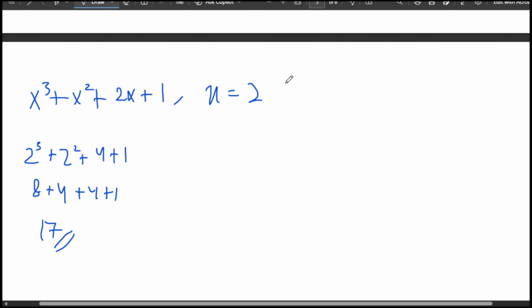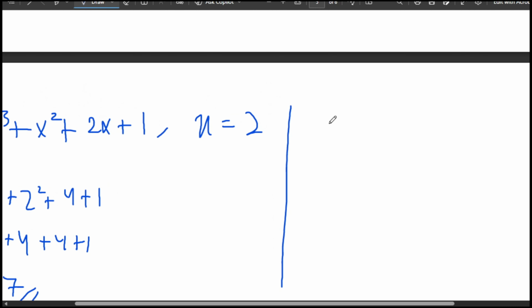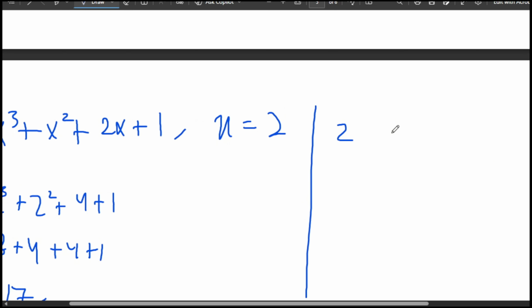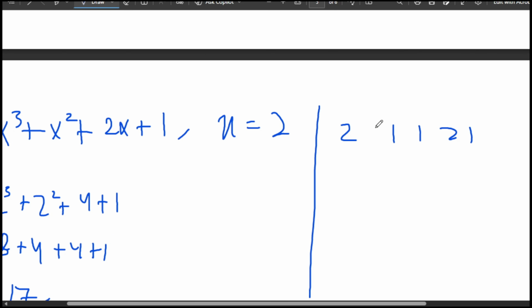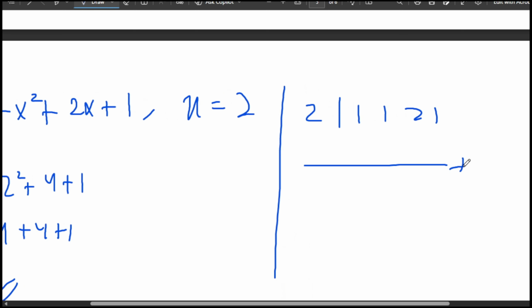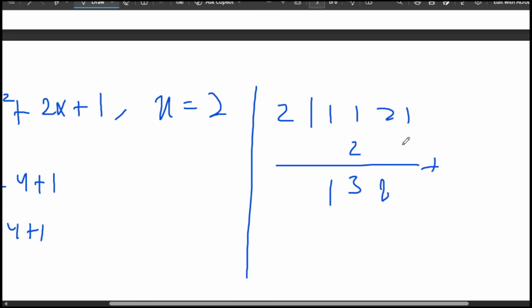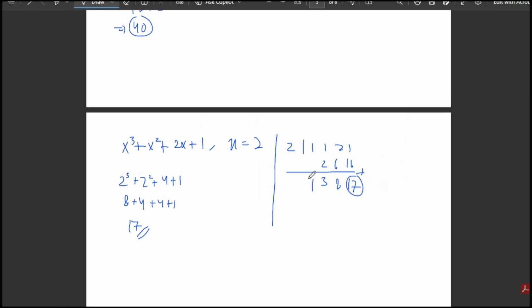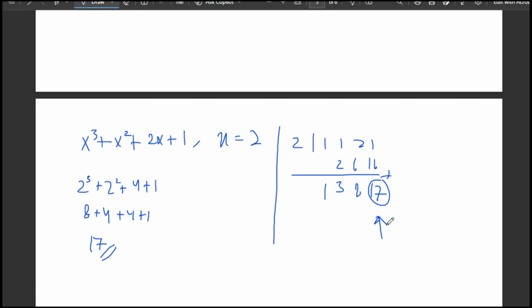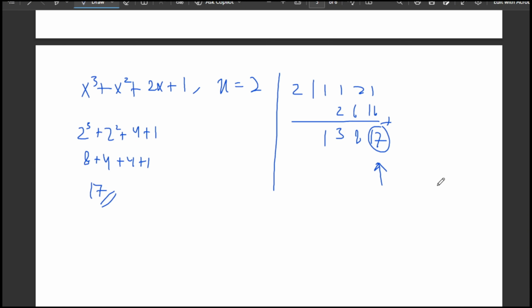So let's use the remainder theorem. We have 2, and then 1, 1, 2, 1. We add them. We have 1, then 2, 3, 6, 8, 16, and then 6, and then we have 17. So that's our remainder. Okay, so they're both the same.